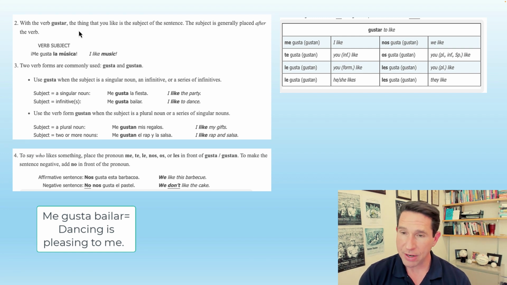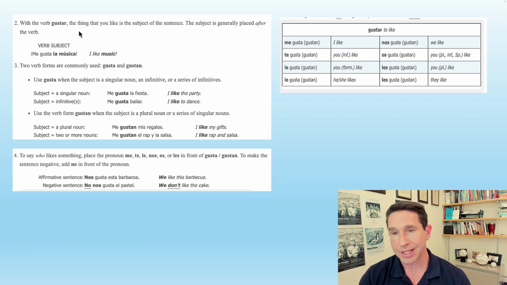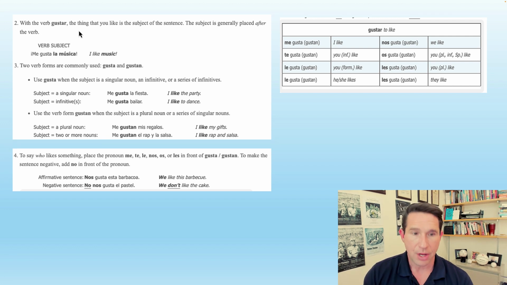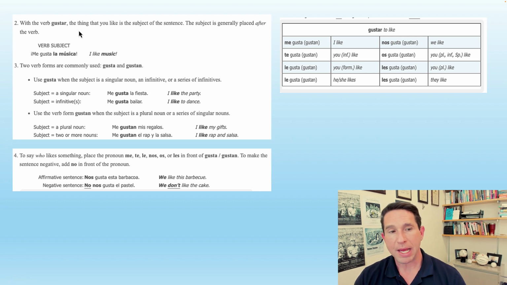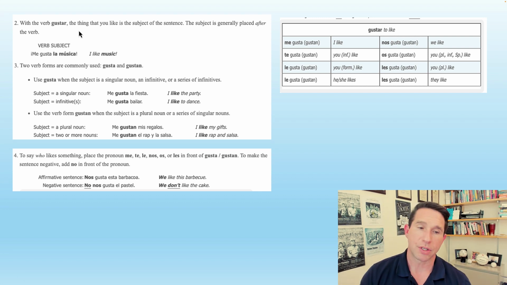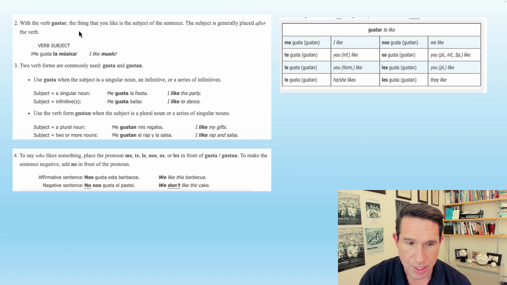So with infinitives, verb structures, it's always singular, right? The form gustan is when we have plural nouns or a series of nouns. Me gustan mis regalos. I like my gifts. Me gustan el rap y salsa. Two different things, right? So instead of using yo, tú, él, ella, usted, right?